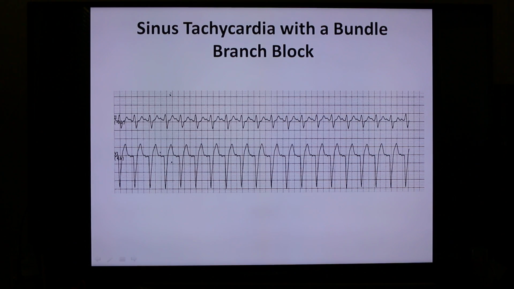This is sinus tachycardia with a bundle branch block. The P wave is upright in lead 2, followed by a wide QRS with a QS pattern in V1. The P wave is partly merged with the T wave, and the rate is about 115 beats per minute.